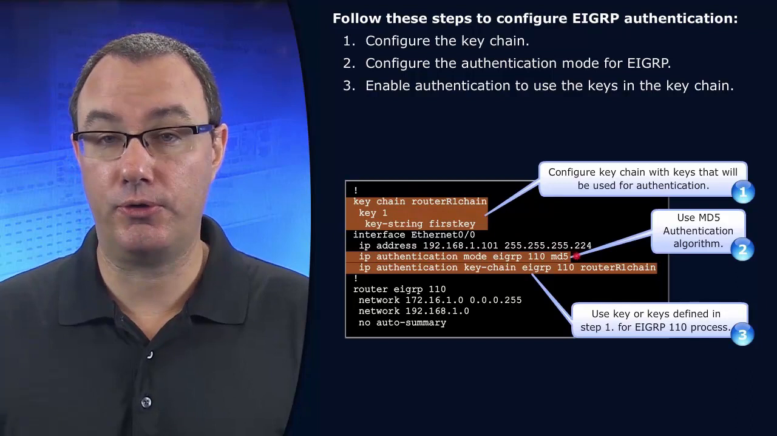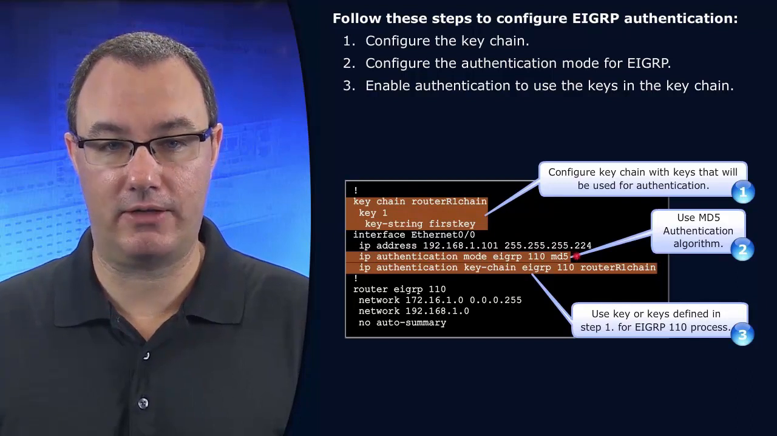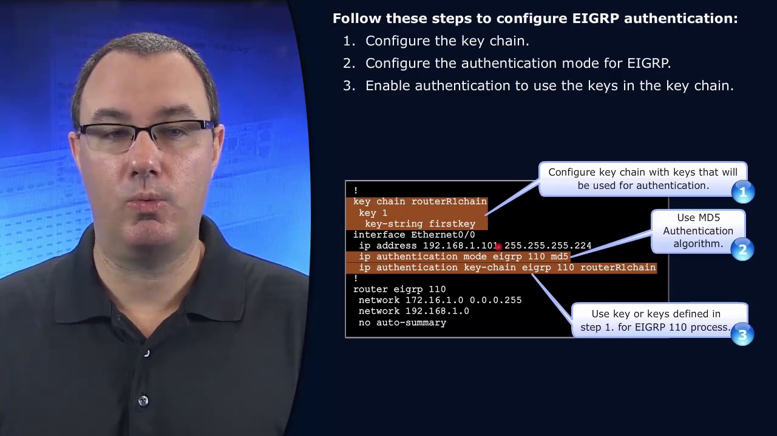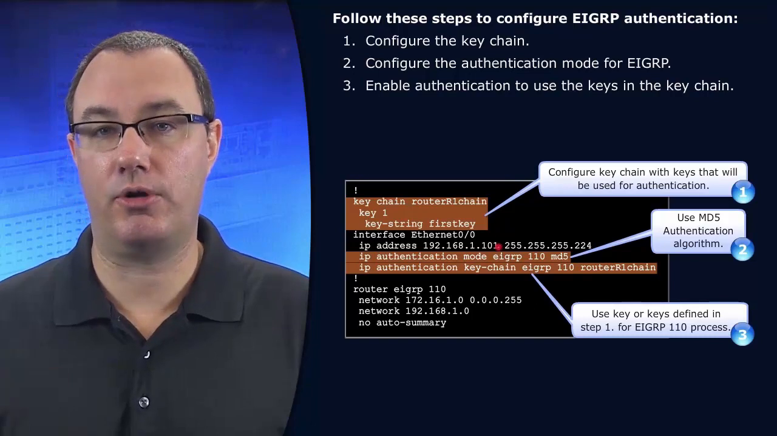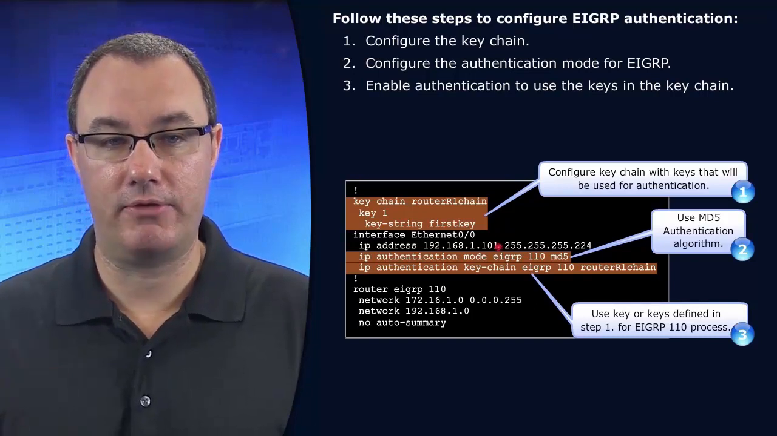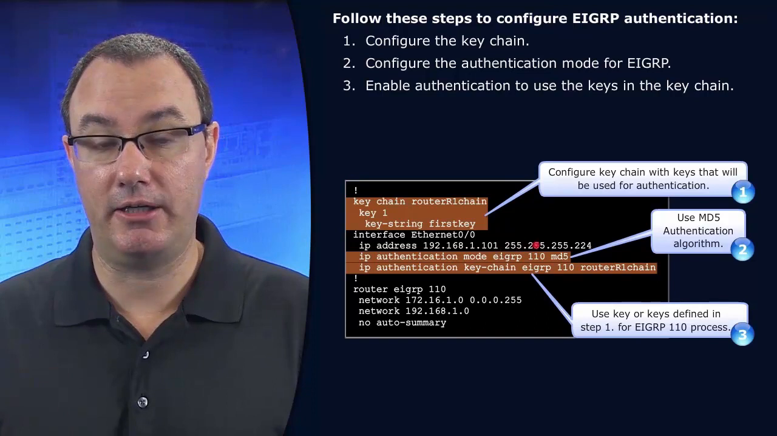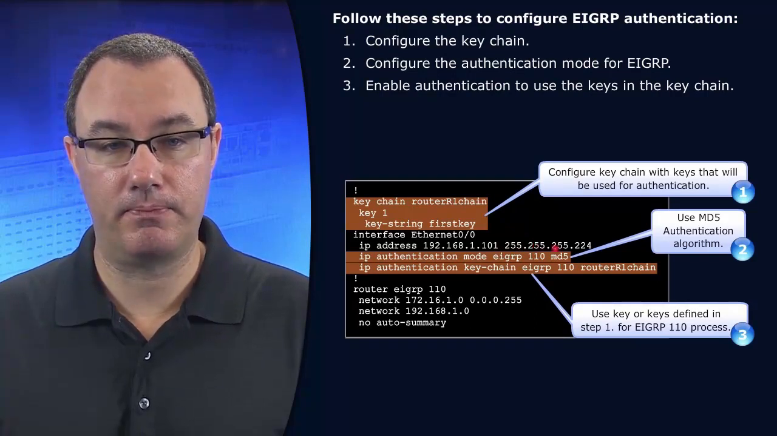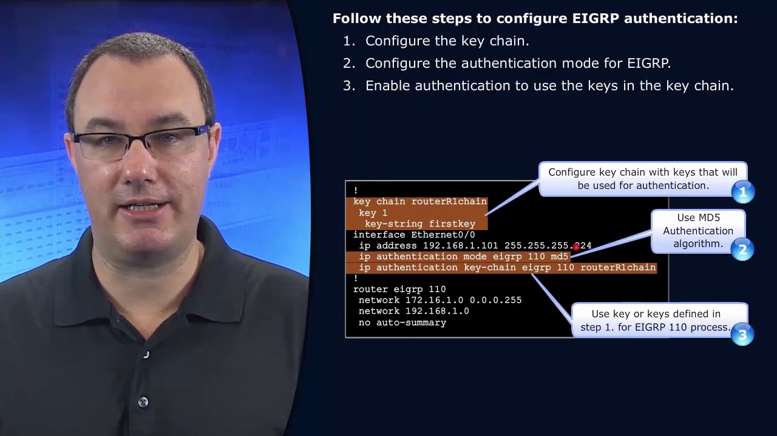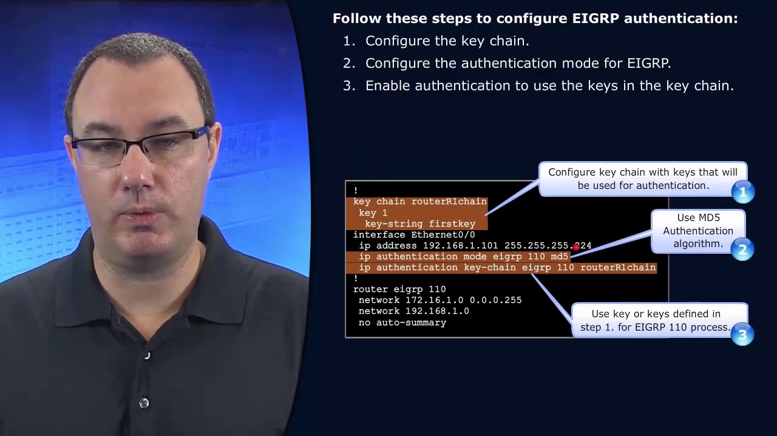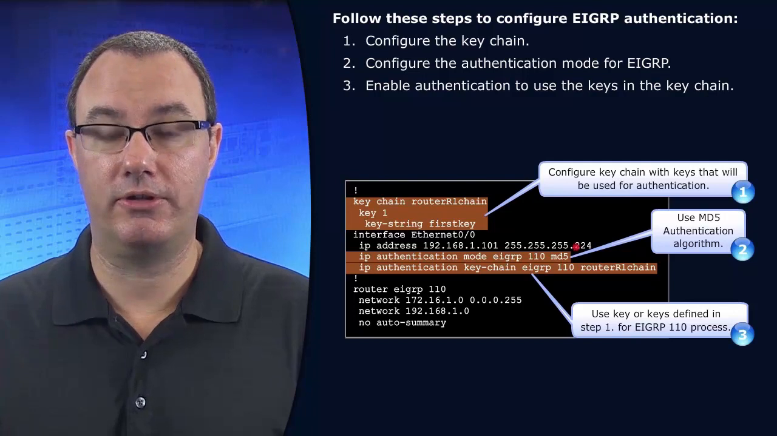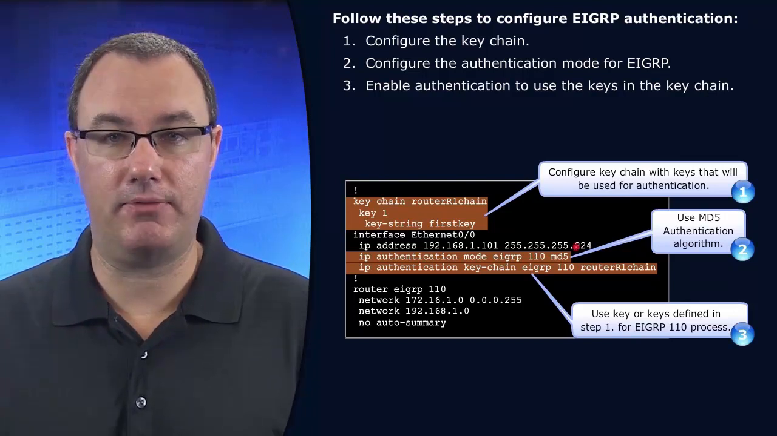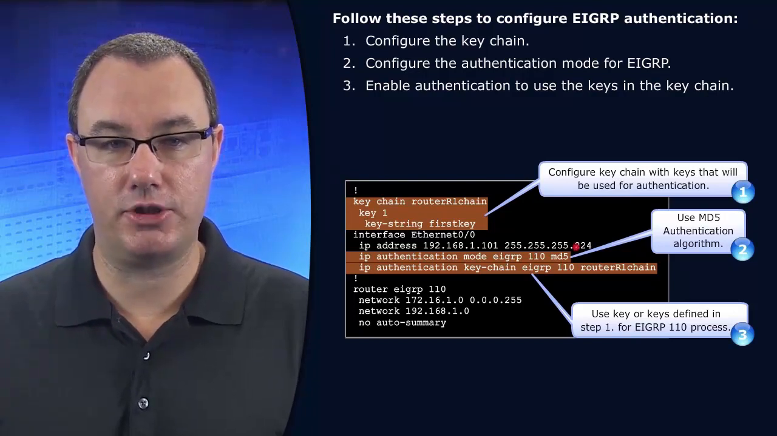The first is to turn on authentication for the interface. So we do IP authentication mode, and at this point we're saying I want to do some routing protocol authentication, but then we have to be specific about using EIGRP as opposed to RIPv2. The autonomous system number is coded in here, and then the type of authentication, MD5. And we are still in a world that allows us only to use MD5 authentication for EIGRP.